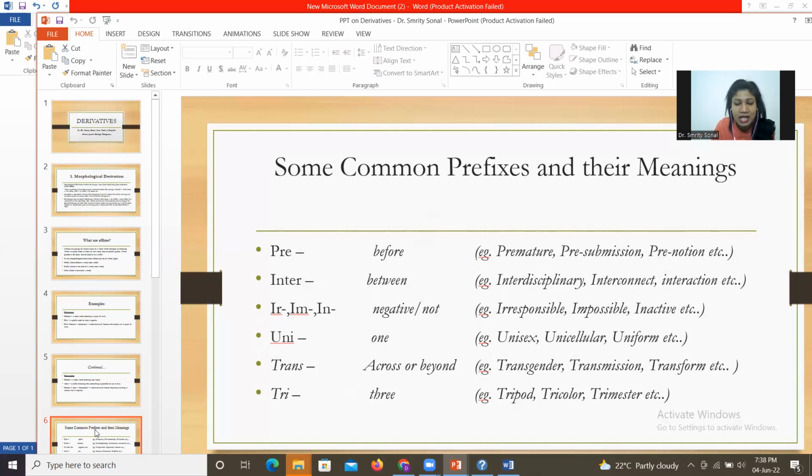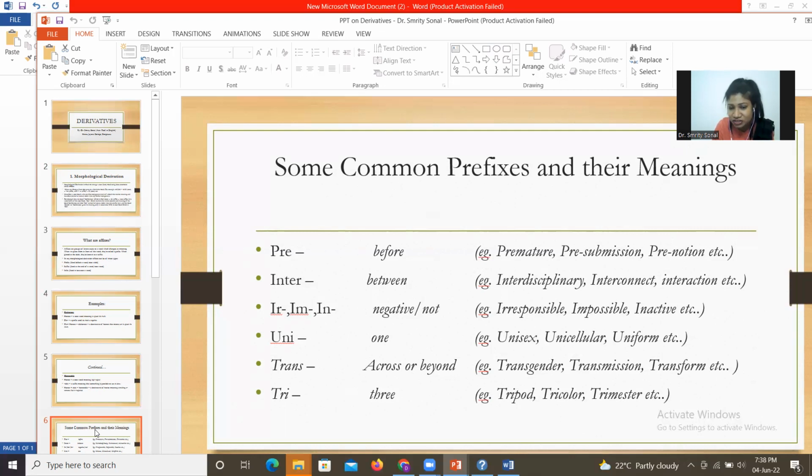Similarly, we have uni, that is one, and when added to any word, it makes it one in its context, like unisex, unicellular, uniform. Similarly, now we have trans, that is across or beyond, like transgender, transmission, transformer, or tri, that is tripod, tricolor, or trimester. Here we see that all these, pre, inter, uni, trans, tri, are prefixes, which when added to any root word make a new word.